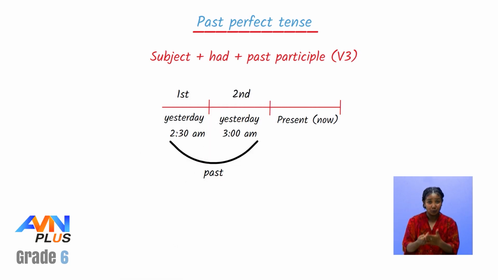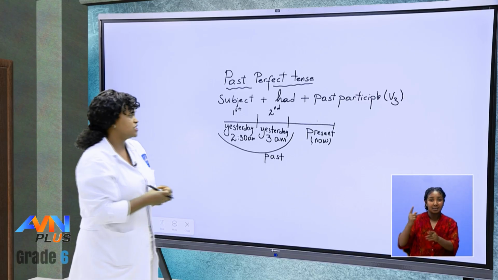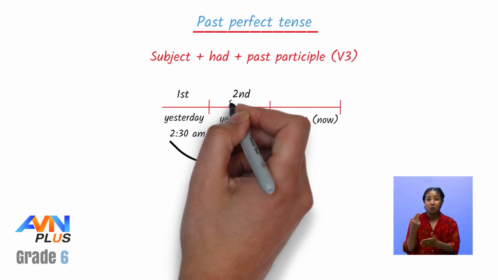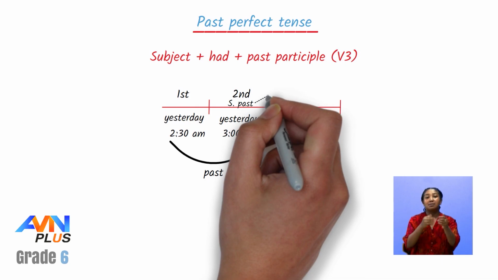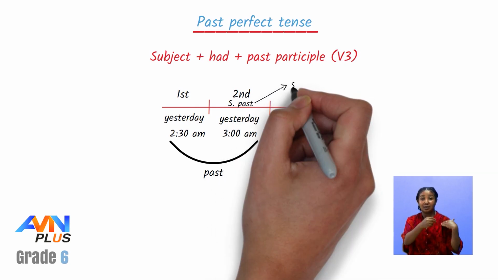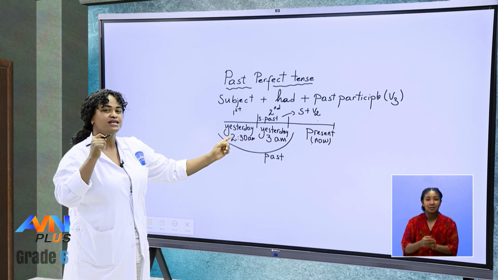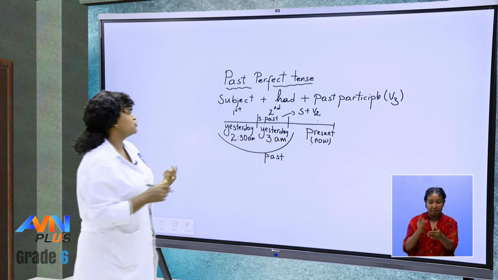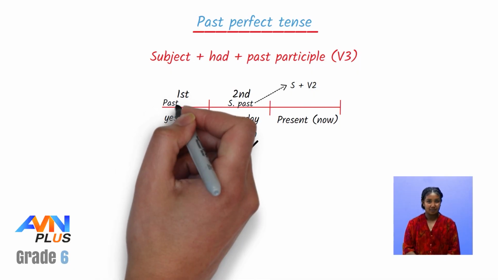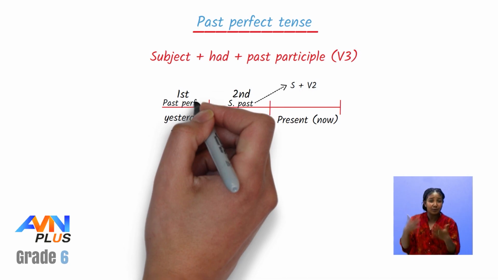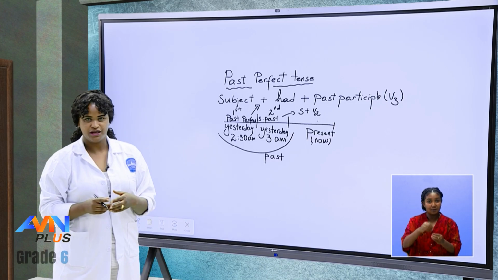So, when you try to show the difference between these two past activities, for this one we use simple past, all right? By simple past we mean subject plus verb 2, okay? And for the earlier activity, we use what? Past perfect. Which means this form: had plus verb 3. Okay?